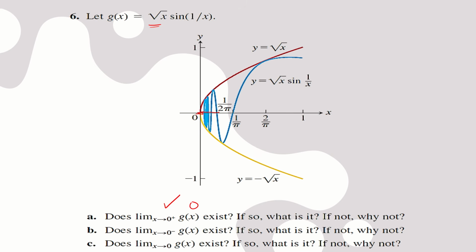What about the left hand limit? Because the square root is defined for positive values only, in this case the square root of x is not defined for negative numbers. Therefore on the left hand side the function is not defined at all. So the left hand limit will not exist here, and then altogether the limit will not exist.